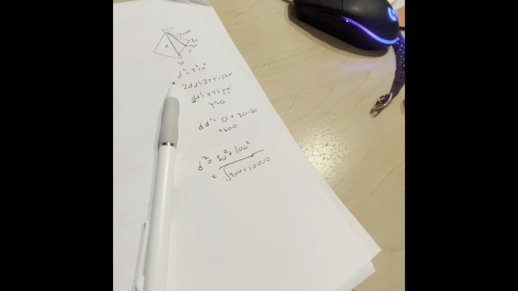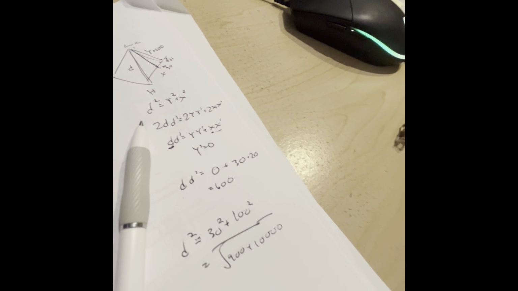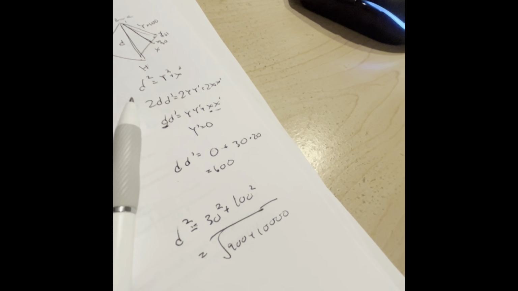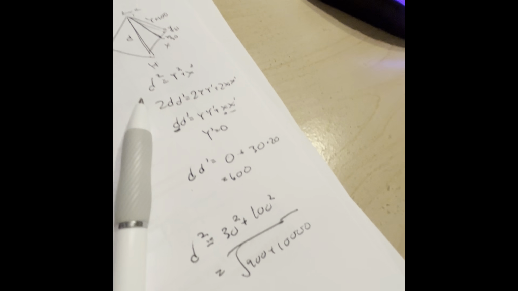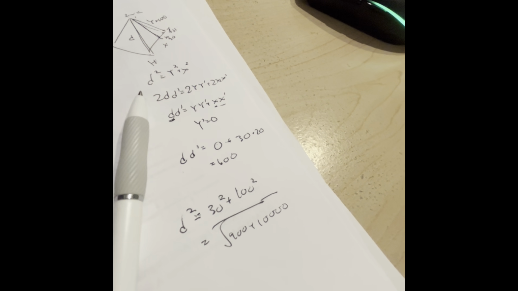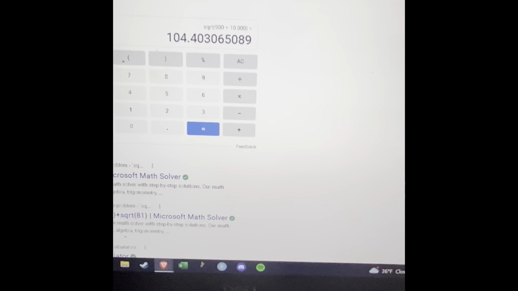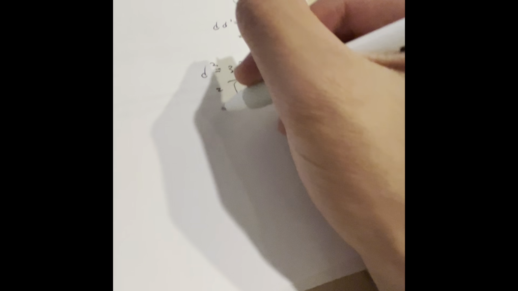And let me get my calculator. That value is 104,403. So from that we know D equals 104.403, right? Or 104.4.